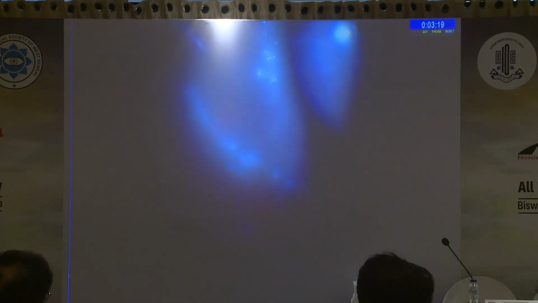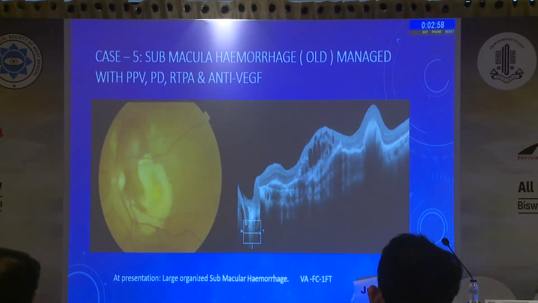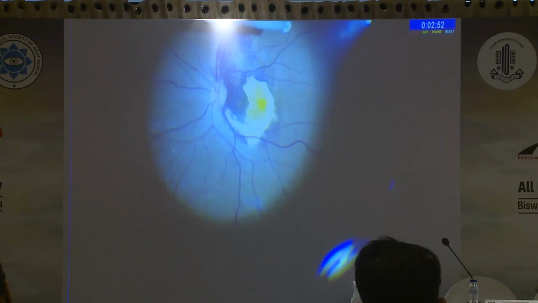And did a laser and did silicon oil POCL exchange. Now, coming to the last case, this was quite an old submacular hemorrhage. The patient presented pretty late. We thought, okay, let us try. The patient was given an option that generally if it is late, the results don't come well, but we can try. So the patient agreed to it, and we did a vitrectomy for this patient.